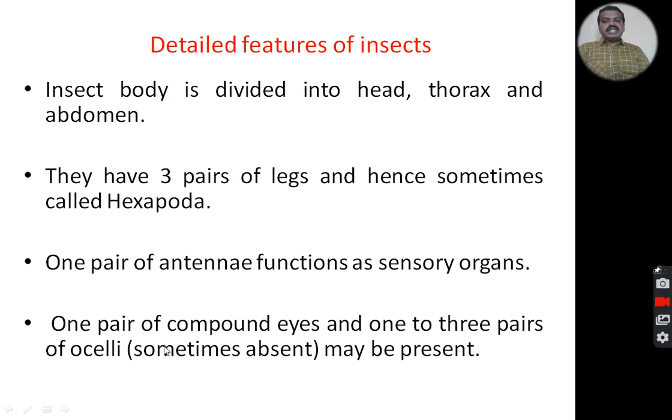As far as the simple eyes or ocelli are concerned, these ocelli are present in some insects and absent in some insects, and they are usually situated in between the compound eyes, in the head capsule.